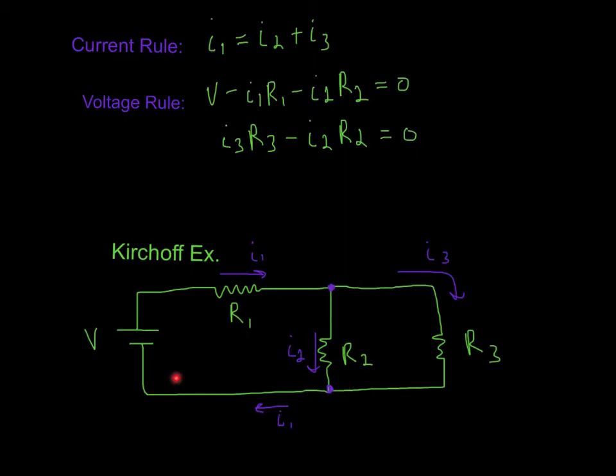That one will be V minus I1 R1 minus I3 R3 equals 0.